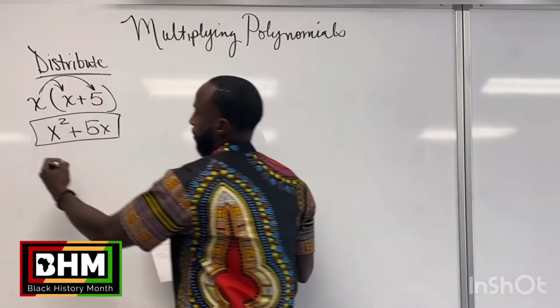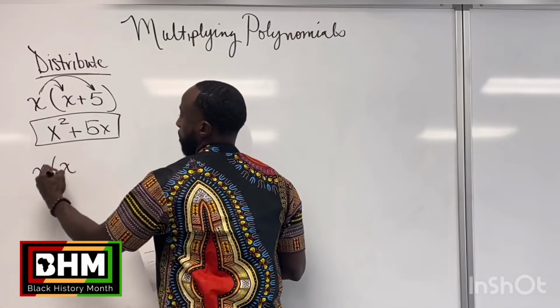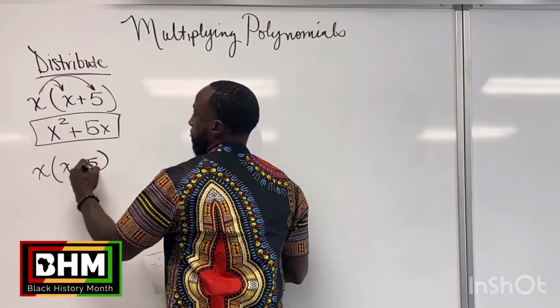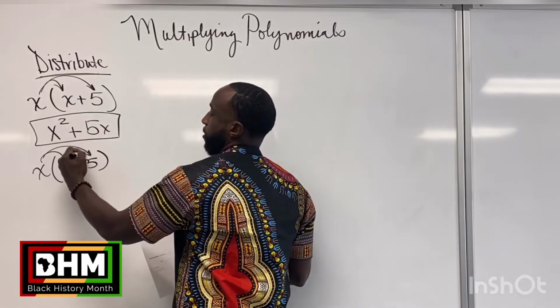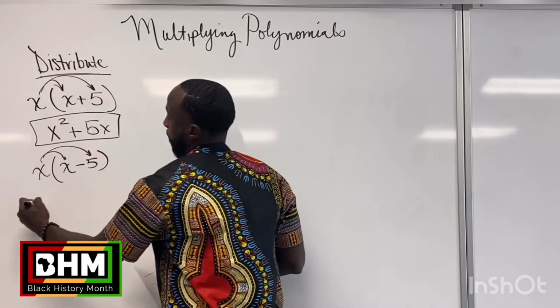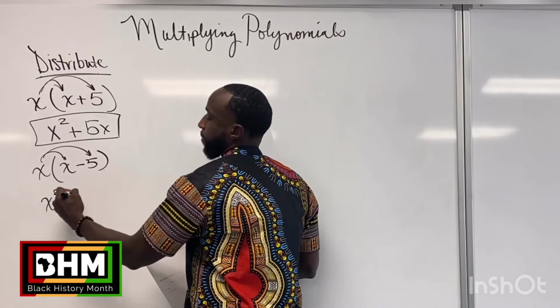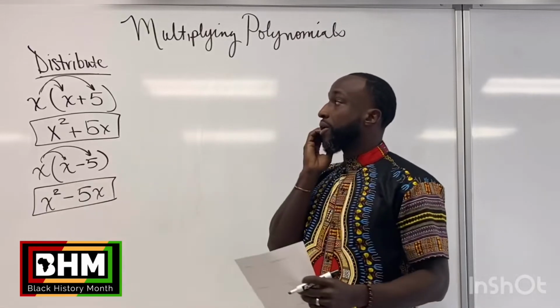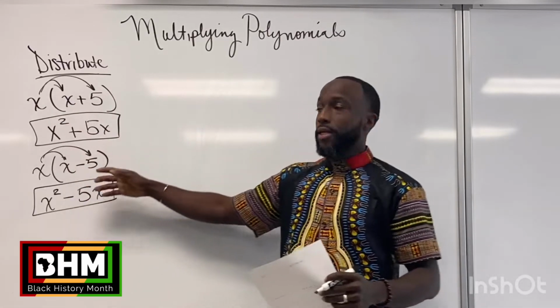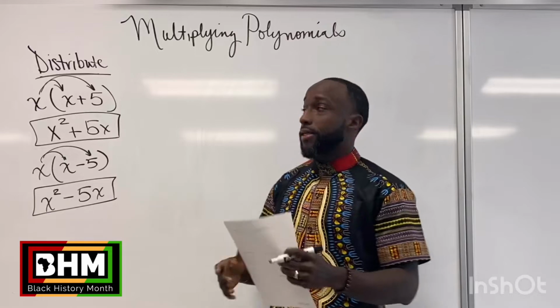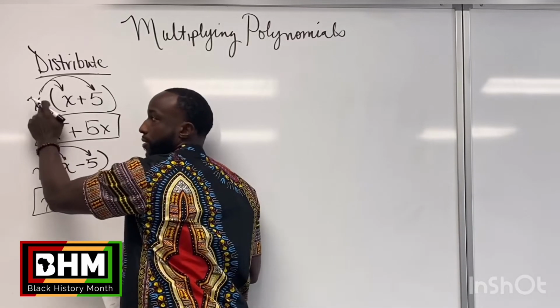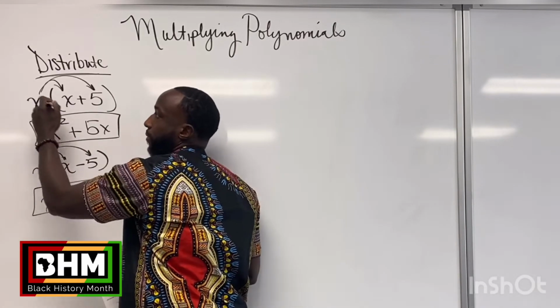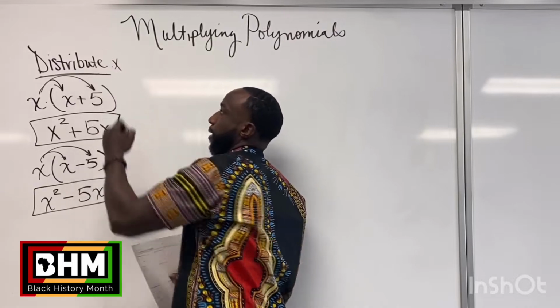So that's what you're doing with distributing. Your next example looks the same way. It's just x times the quantity x minus 5. Same thing: x times x is x squared, and x times negative 5 is negative 5x. And bam, you're done. Distribute. Whatever's on the outside is given to everybody on the inside. If there is no plus or minus between them, and they're next to each other, that means to multiply. So when you distribute, you're multiplying.